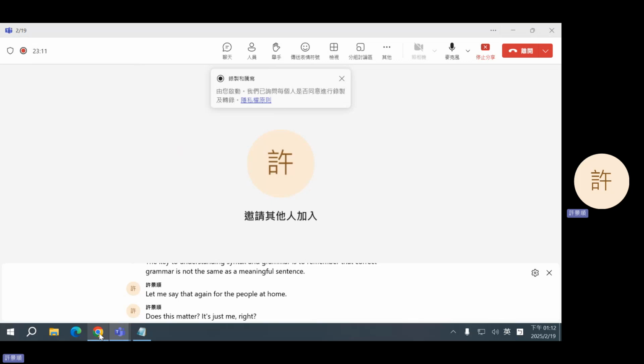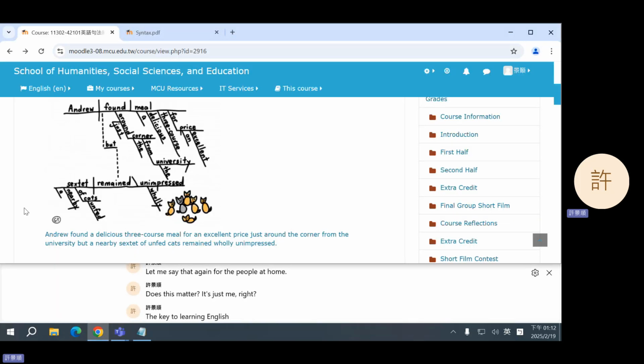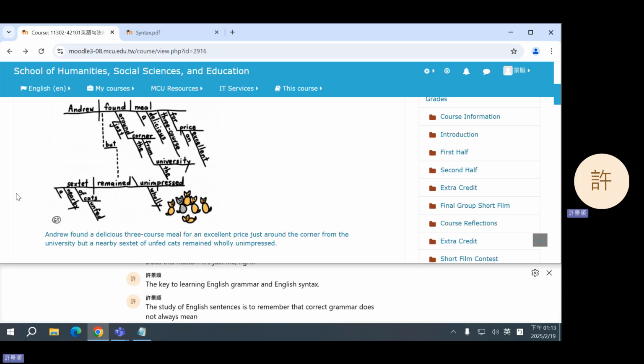The key to learning English grammar and English syntax, the study of English sentences, is to remember that correct grammar does not always mean a correct meaning. You can have a sentence with perfect grammar that is meaningless.